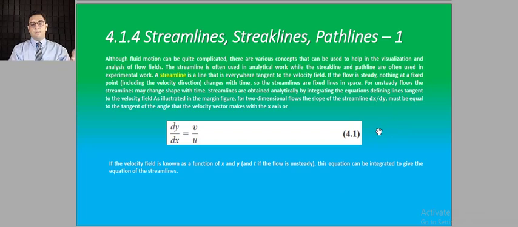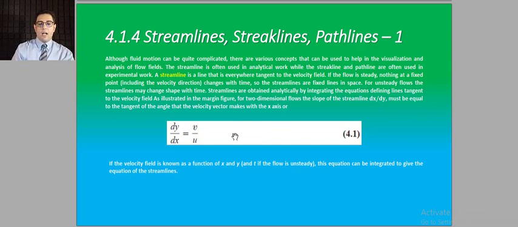So in the previous chapter, we already got the concept of streamlines. Streamlines are the lines that are tangent everywhere to the velocity field if the flow is steady. If the flow is unsteady, the shape of a streamline is going to change.